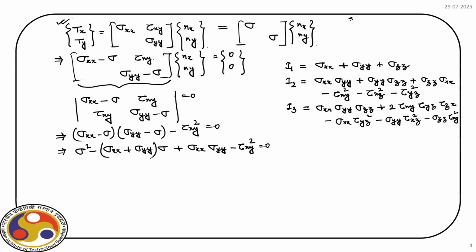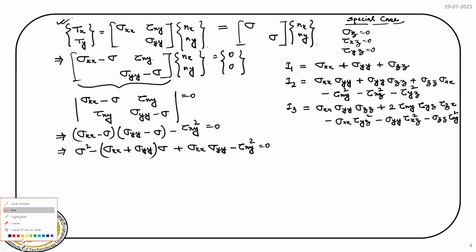Now, if you look at the special case that we studied today, the special case is sigma z is equal to 0, tau xz is equal to 0, tau yz is equal to 0. If that is the condition, then what we have? This is 0, then here it is 0, this quantity is 0, and these two are 0.